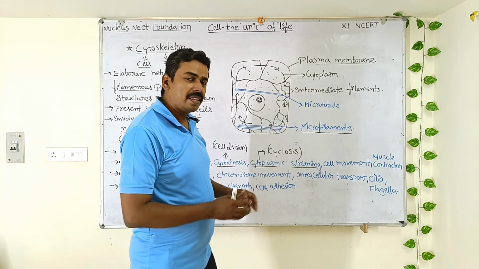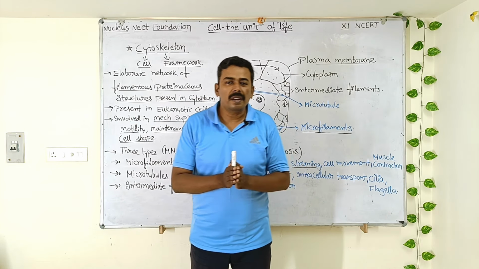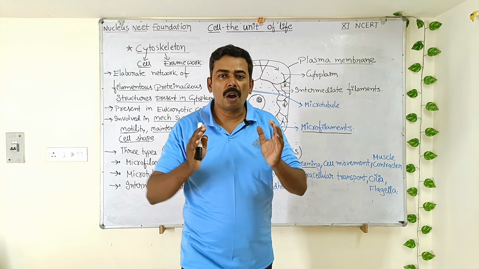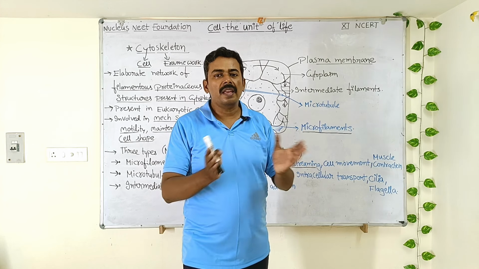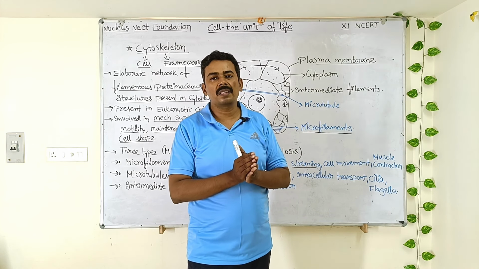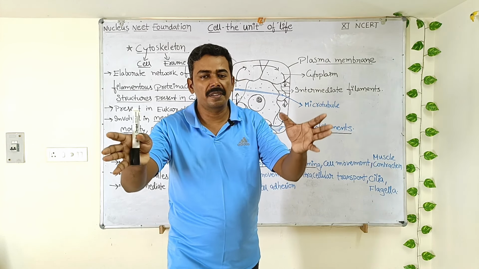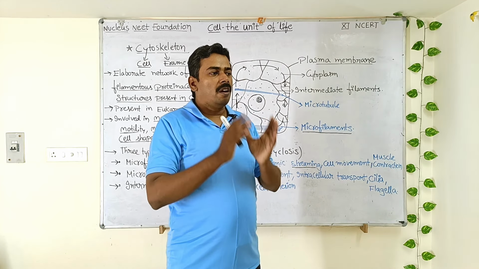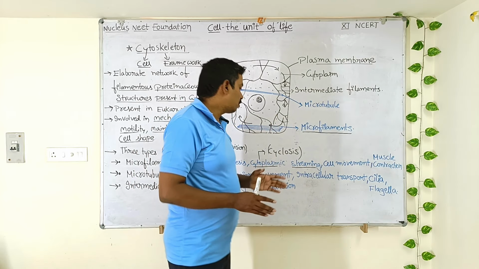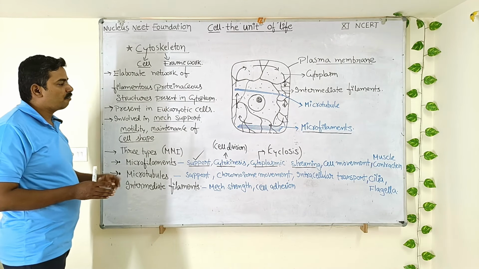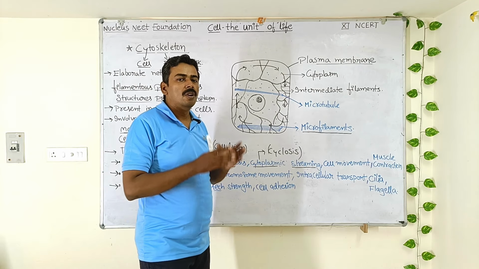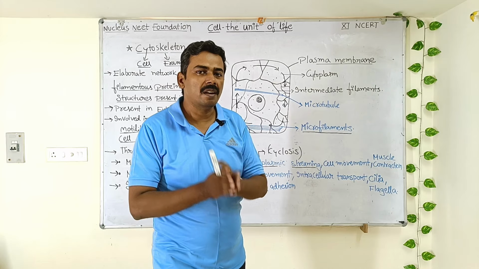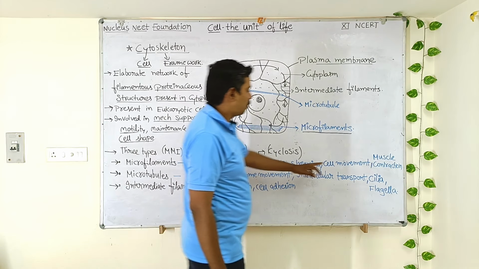Understood? Now, the next function of microfilaments is cell movement. Cell movement is very important, especially in the case of white blood cells. The white blood cells show amoeboid movements, right? Similarly, amoeba also show movement called amoeboid movement, where the pseudopodia are extended, and by using pseudopodia, the amoeba can move from place to place. So in order to show motility, the cytoskeleton filaments called microfilaments play a very important role, for example in amoeboid movement in white blood cells and also in amoeba. Okay, that is about cell movement.